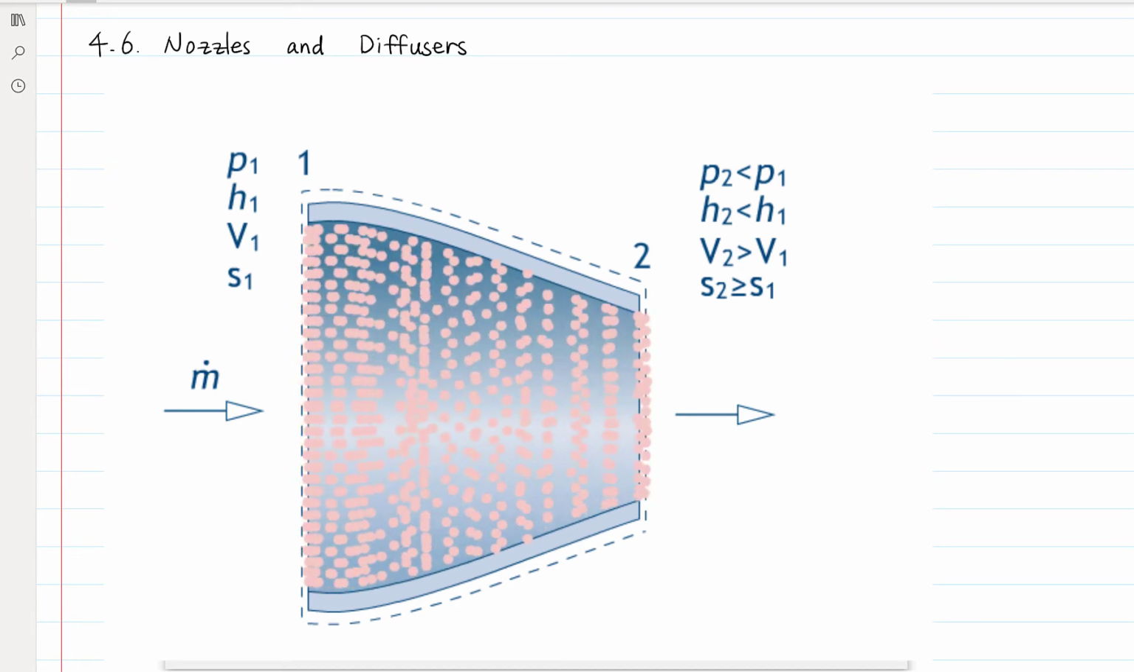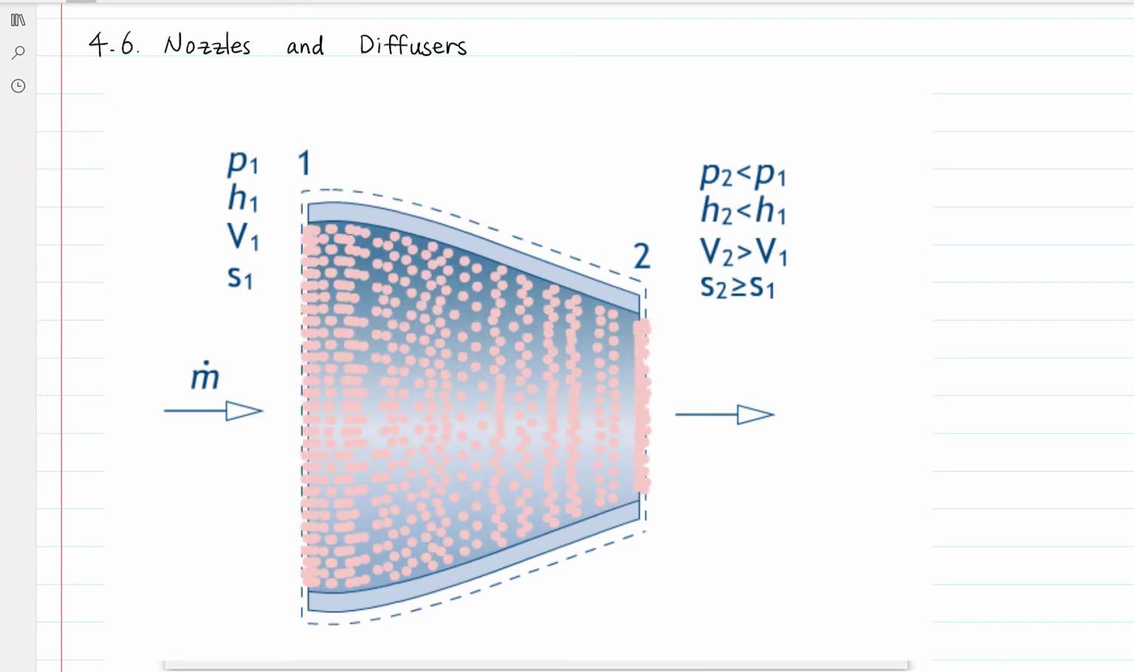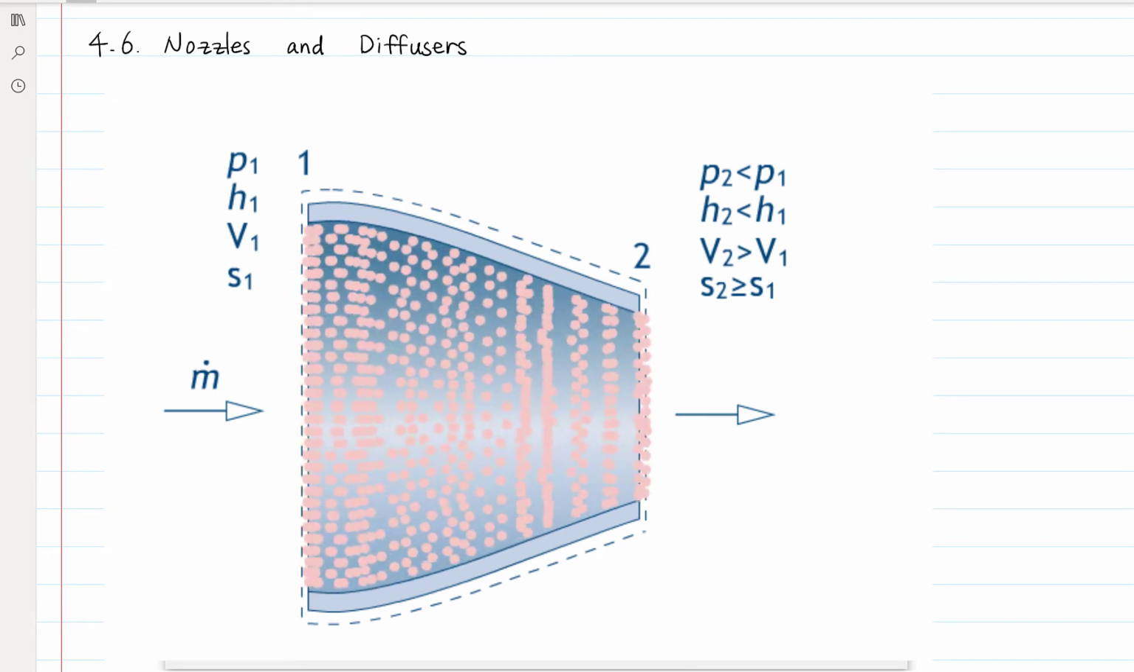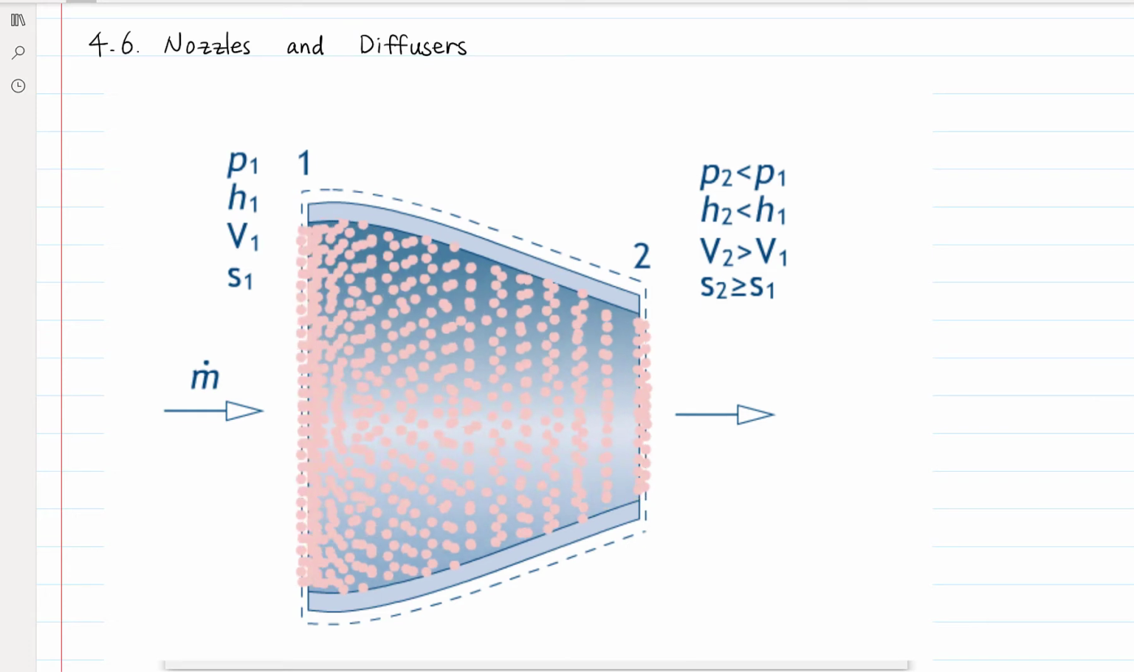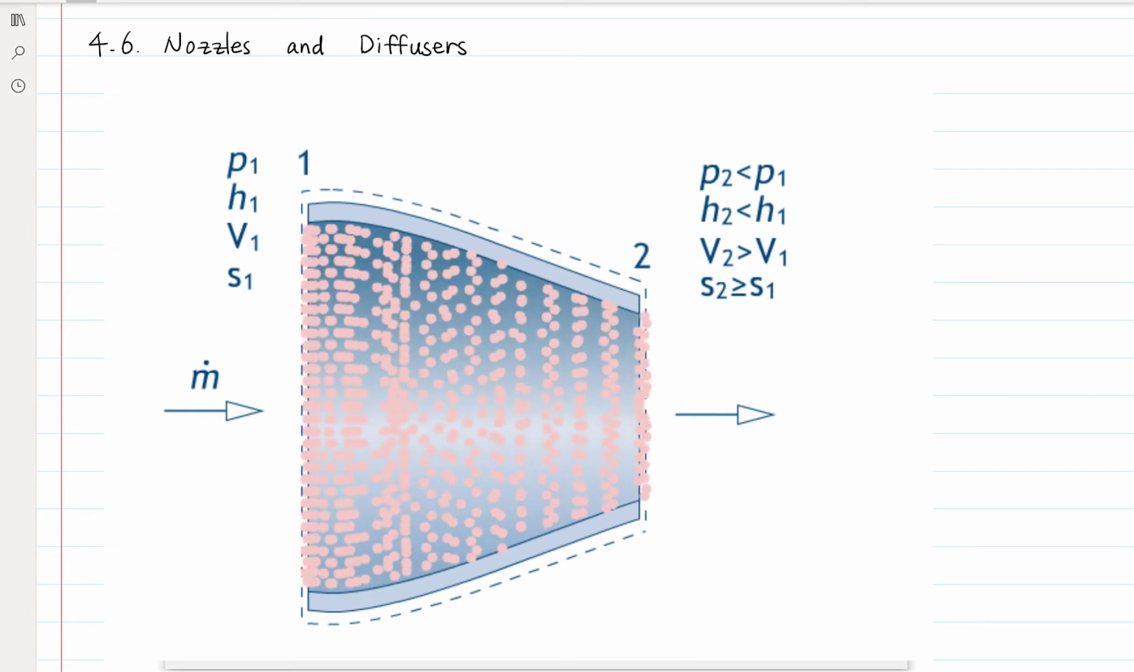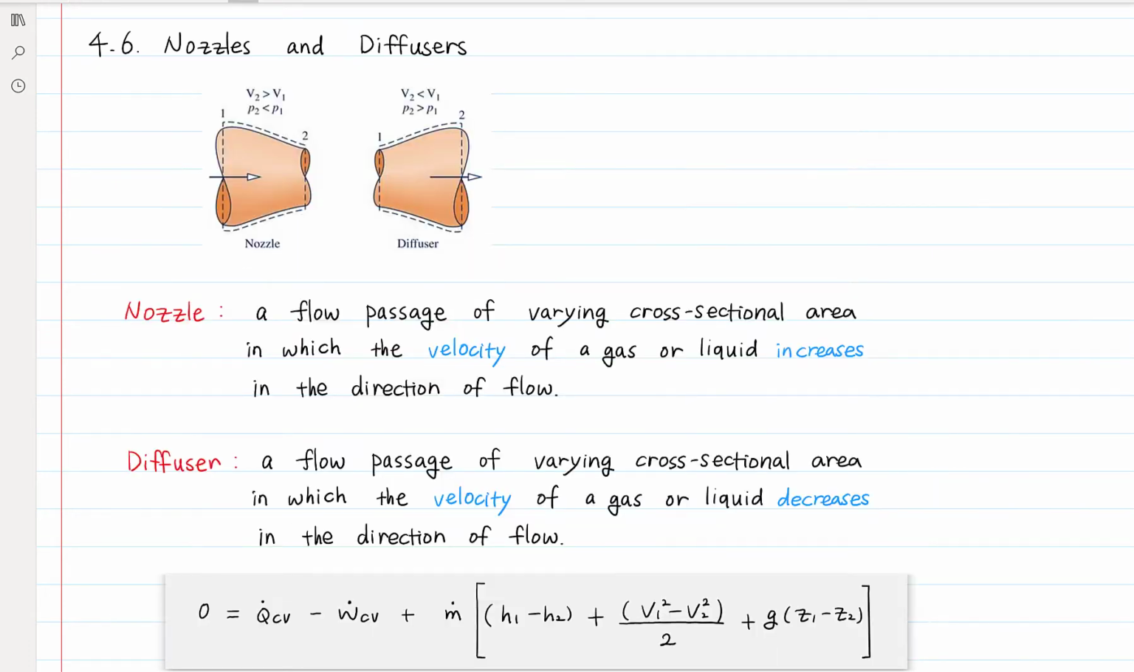And this is possible by decreasing the cross-sectional area of the flow in the nozzle. So as the pressure of the fluid decreases, velocity increases. If we compare the velocity at location 1 and location 2, velocity 2 is greater than velocity 1. And this is because the area at location 2 is smaller than the area at location 1. The pressure energy of the fluid is converted to the kinetic energy.